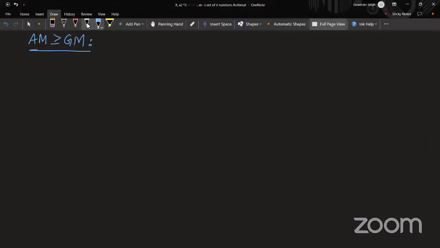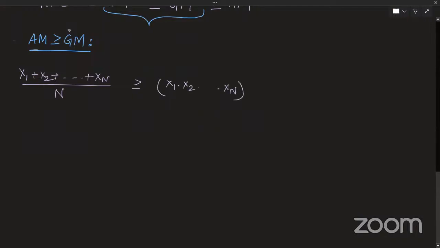So what are we trying to say here? Arithmetic mean is greater than or equal to geometric mean. So can you just tell me what is arithmetic mean? It is the sum of observations divided by the number of observations. This is greater than or equal to the product of observations, whole raised to the power 1 by n. Okay, everyone?